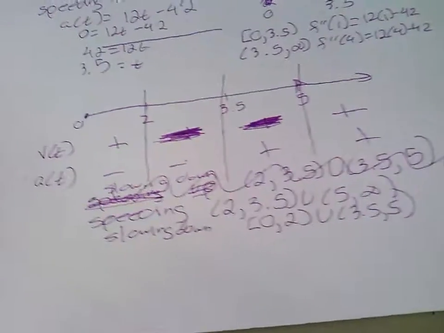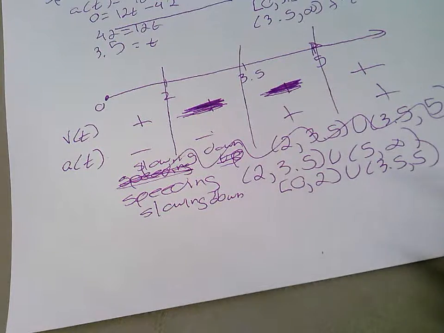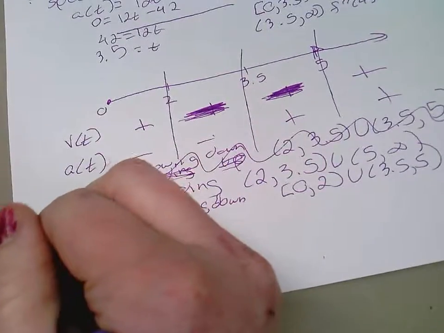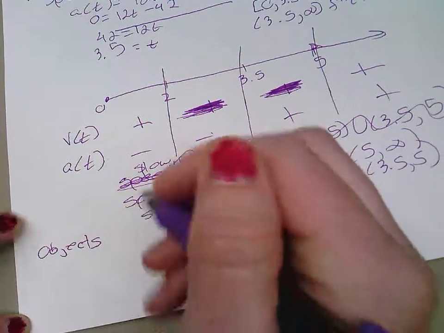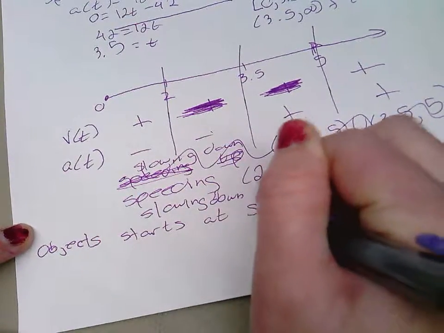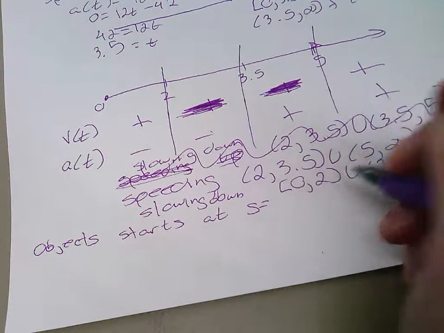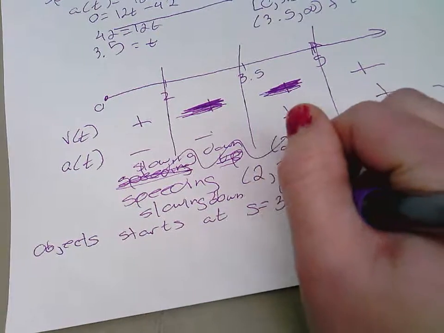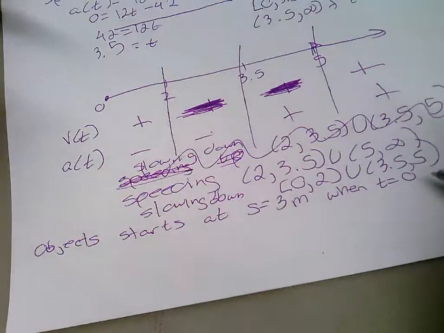Okay, now we're going to write all this in paragraph form. So first thing, we've got to see where the object starts, and that's going to be at the y-intercept. So the object starts at s equals 3 meters when t equals 0. You just find that by putting 0 into the original function s.